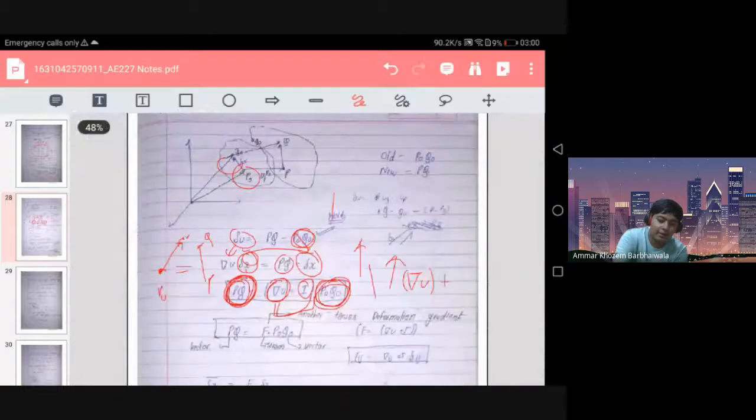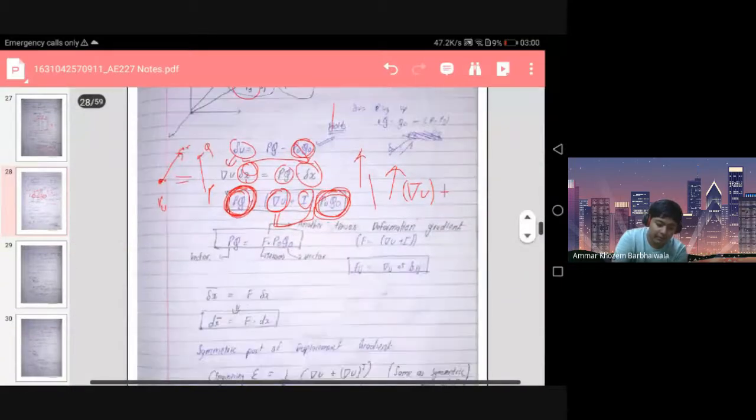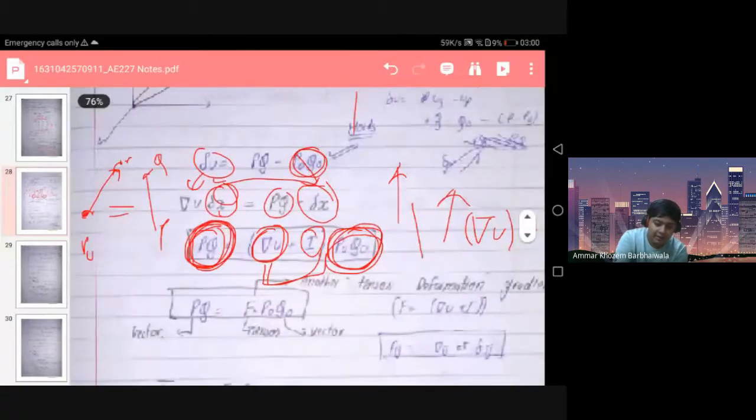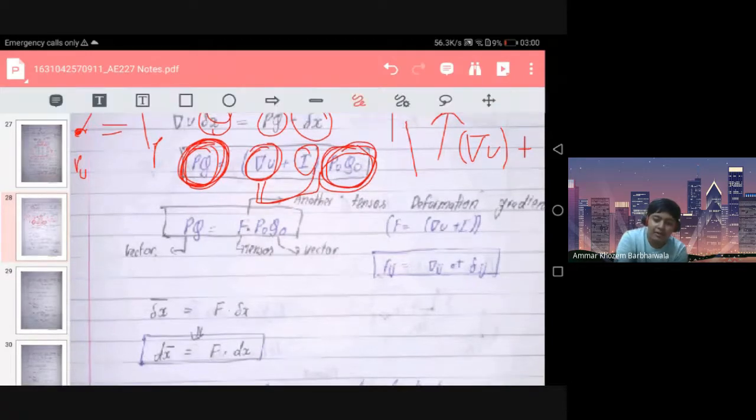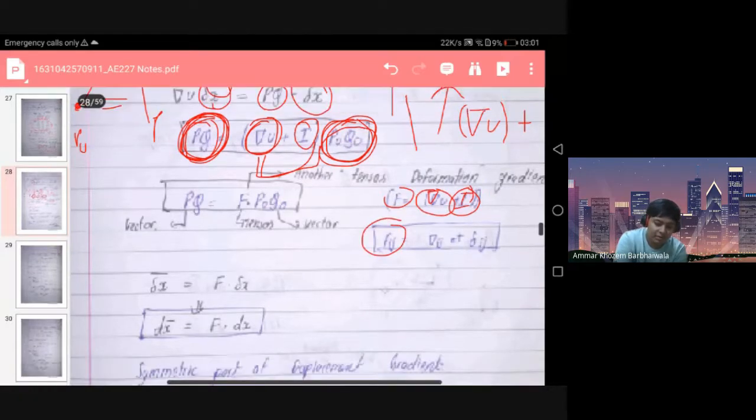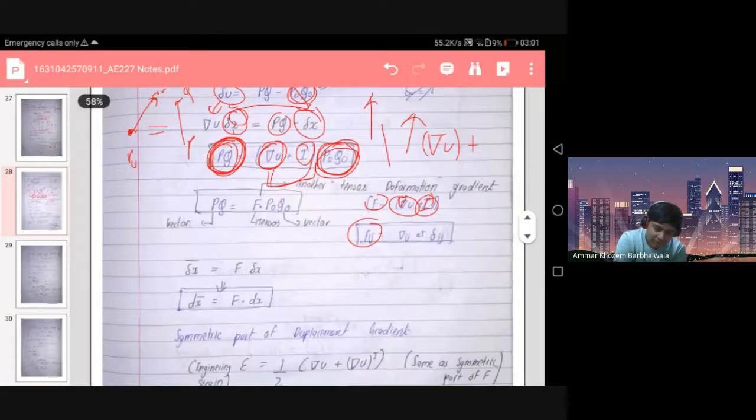And to avoid the bookkeeping, we define this thing as the F tensor. This is also known as the deformation gradient tensor. So it's basically nothing, just another new tensor which we defined. It's basically grad u plus I, a new tensor F. It's also known as F, and it's basically the same.